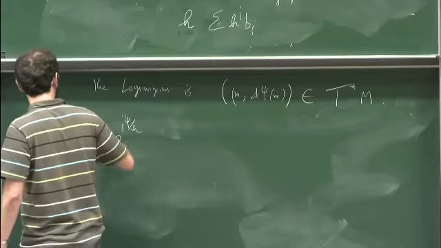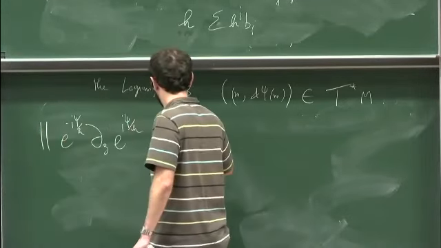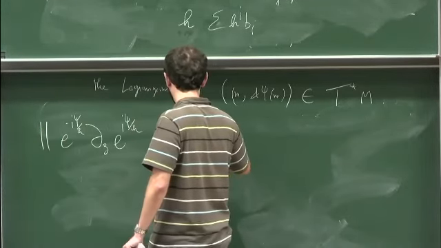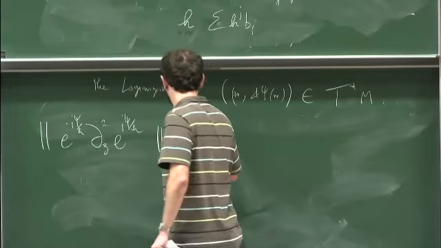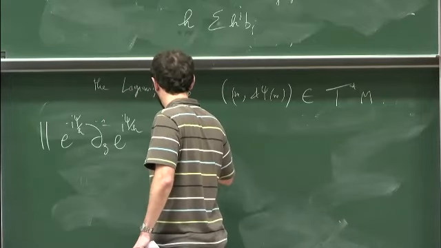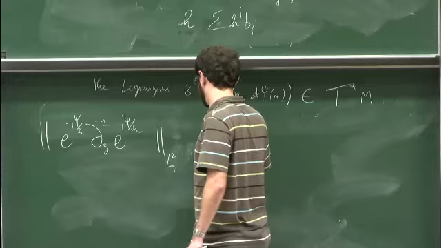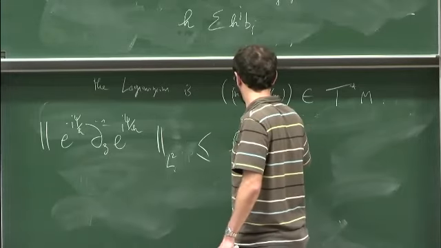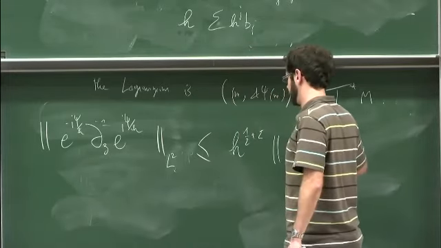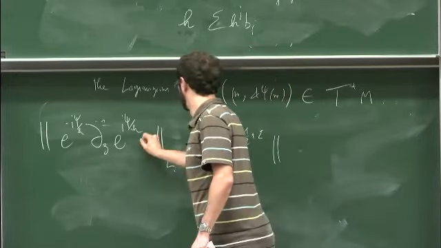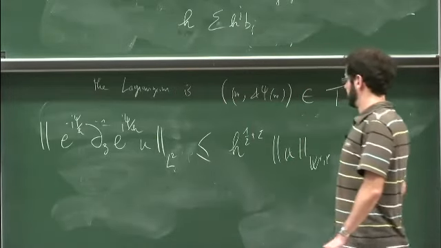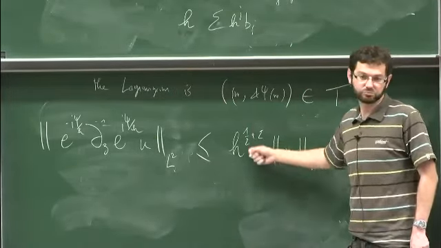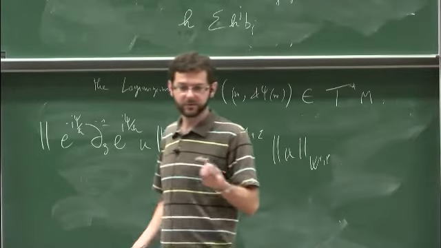You can prove that this operator, as a map from L^q, maybe L^2, to W^{1,p}, is of this form. So it's not really h, and this is because of the critical points.